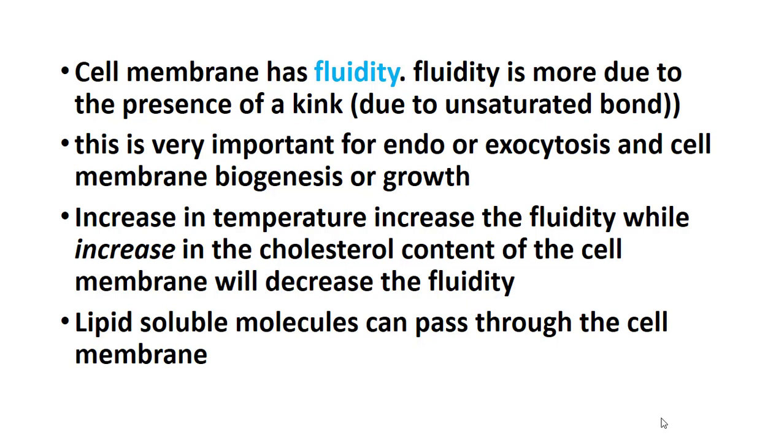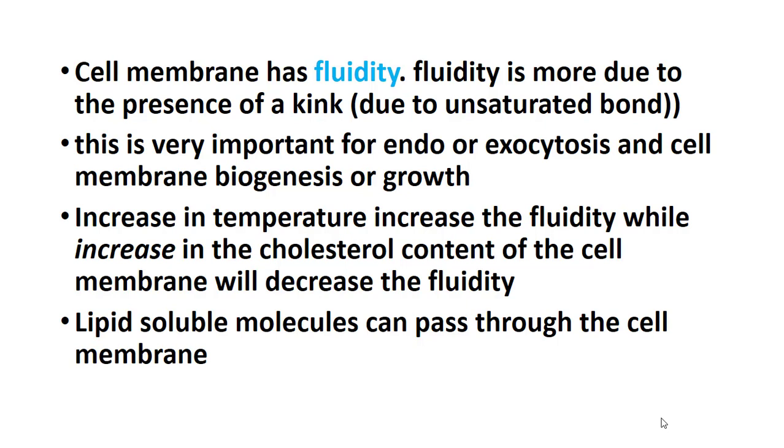Similarly with exocytosis. Once the cell produces something, like different types of channels or other proteins, the cell has to export these things outside, and this is known as exocytosis. During that, although things are passing through the cell membrane, the cell membrane does not break down. This is again possible due to the fluidity of the cell membrane. Then, wherever there is an increase in temperature, the fluidity also increases.